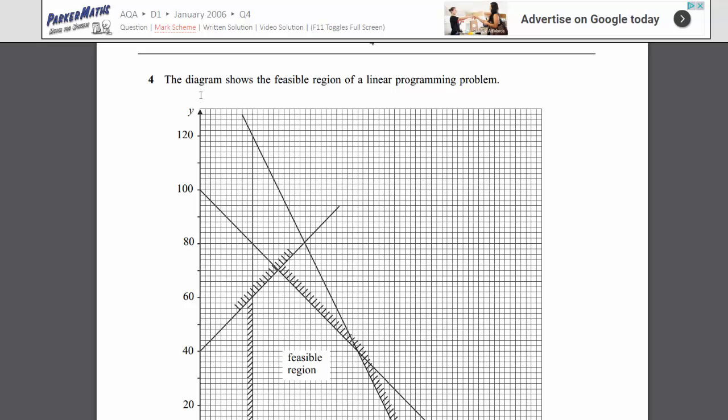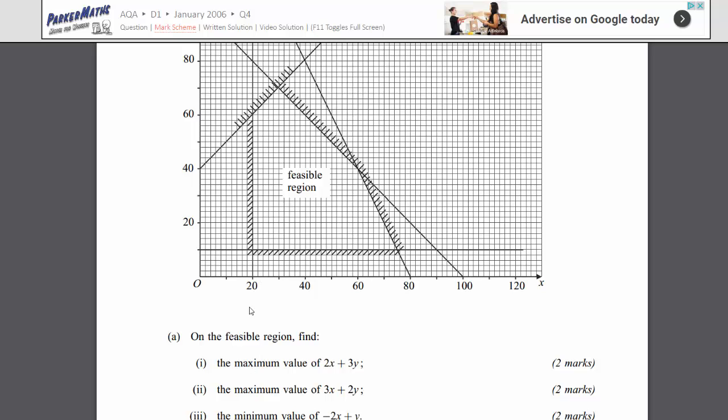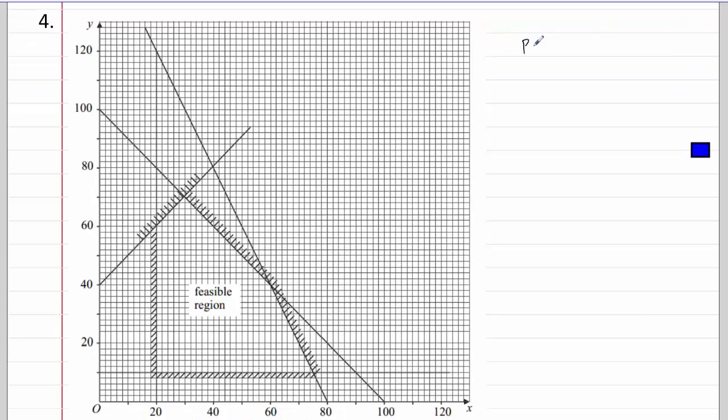So in question 4, the diagram shows a feasible region of a linear programming problem. And on the feasible region, we need to find the maximum value of 2x plus 3y, 3x plus 2y, and the minimum value of minus 2x plus y. So we'll start with 2x plus 3y.